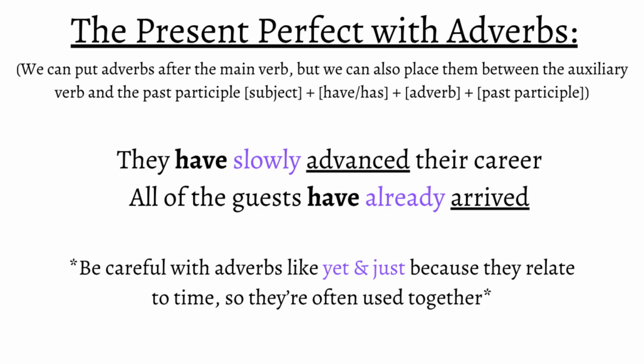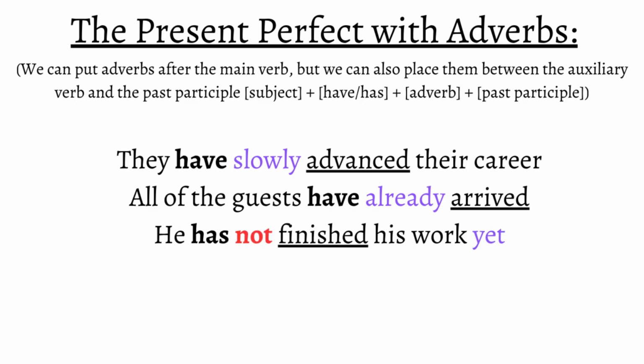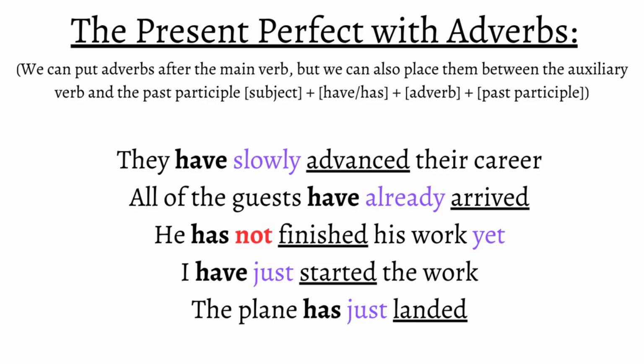But we have to be careful with adverbs like yet and just because they relate to time, so they're often used together. Yet is often used with a negative or in a question, and it almost always comes at the end of a sentence. He has not finished his work yet. Conversely, the adverb just is always placed between the auxiliary verb and the past participle. I have just started the work. The plane has just landed.